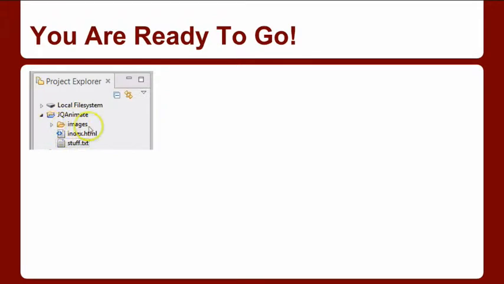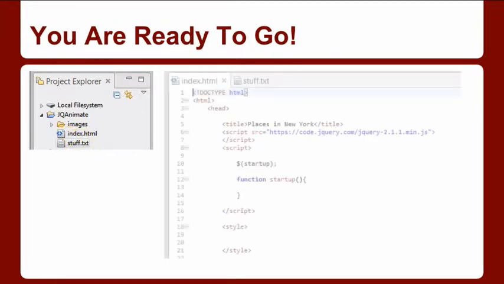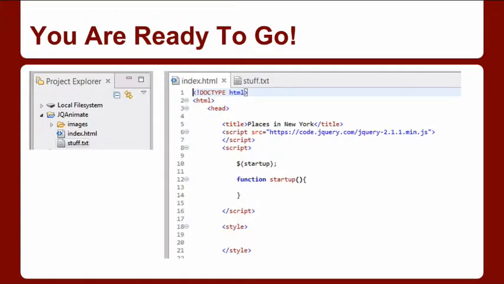You'll see a folder for images, there'll be a home page for index, and this other stuff .txt, which contains things you'll need later on in the assignment. And the opening page looks something like this, and that's what we'll start with in the live tutorial.